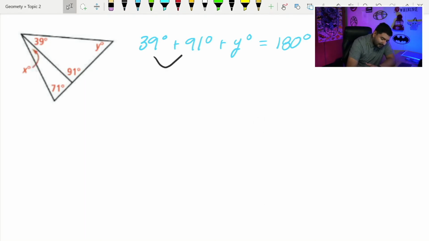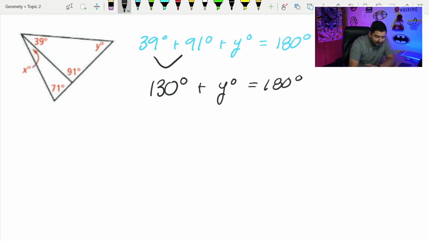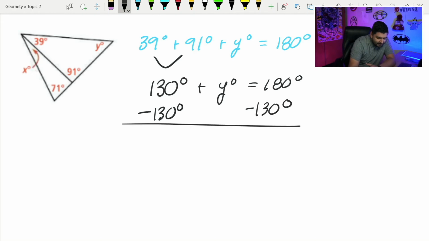Again, we combine like terms. We get 130 degrees plus y degrees equals 180. Okay, then I can subtract 130 from both sides, giving me y degrees equals 50 degrees. So now I know that this angle is 50 degrees.